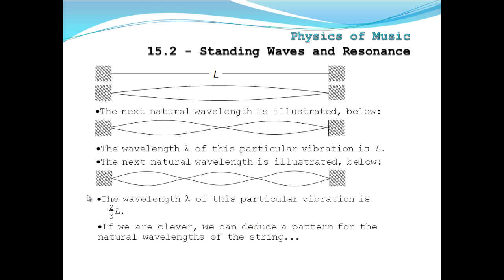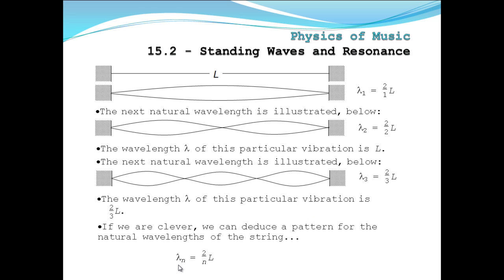And if we are clever, we can deduce a pattern for the natural wavelengths of the string, which I will help you with. So lambda 1, the first, fundamental, equals 2L over 1. Lambda 2 equals 2L over 2. Lambda 3 equals 2L over 3. Do we see a pattern here yet? 1, 2, 3.